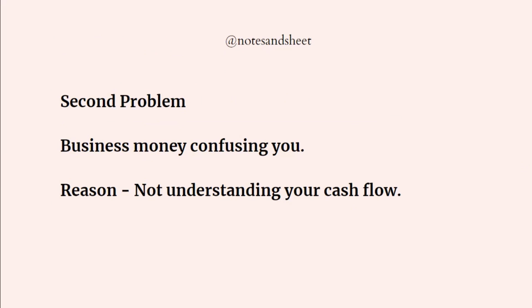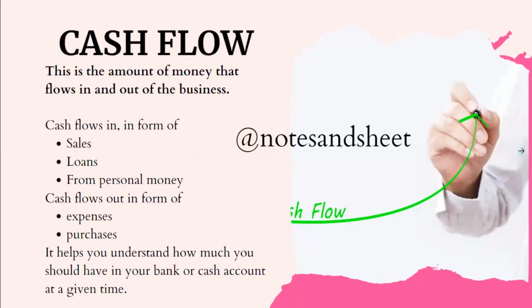This money going in and money coming out is what we call cash flow, right? Cash flow is the amount of money that flows in and flows out of your business. So when money is coming in, that is cash flowing in. And when money is going out, it is cash flowing out. Cash flow can come in different forms. It can come in form of sales, it can come in form of people lending you, getting a loan for the business, and also when you put your own personal money into the business. Then cash flows out of the business in form of expenses and purchases. When you go to restock, that is purchases, I've already explained purchases before, right? So cash flows out in that form.